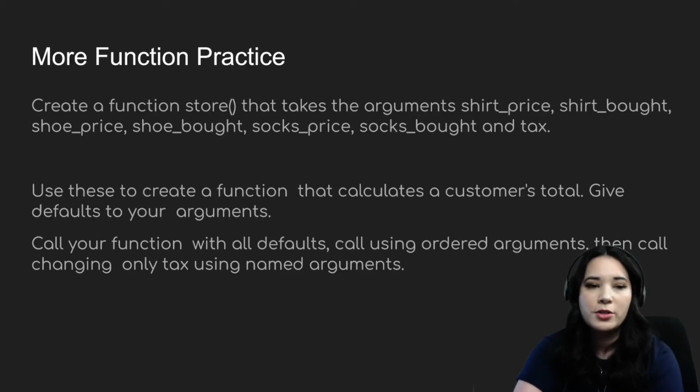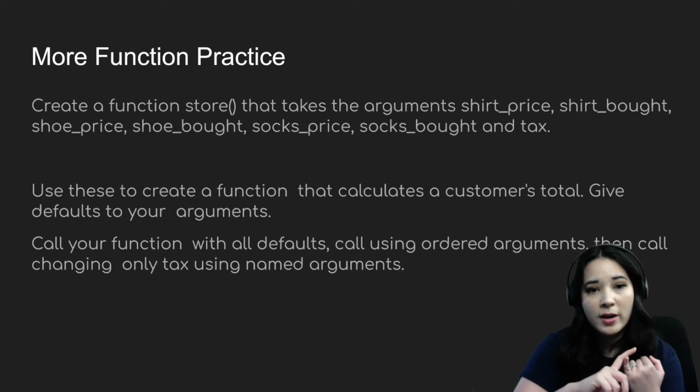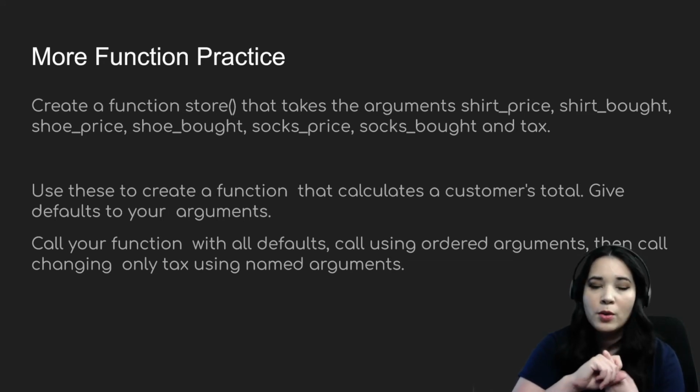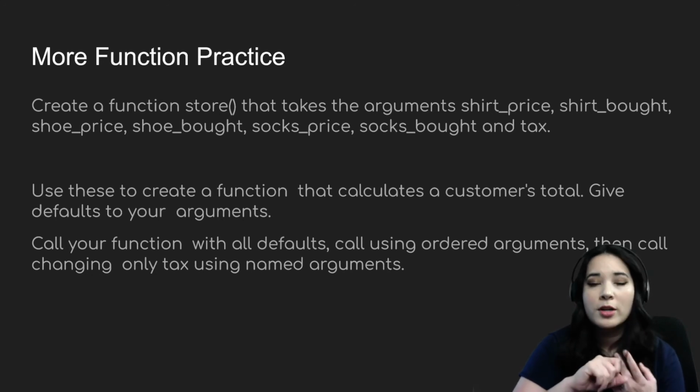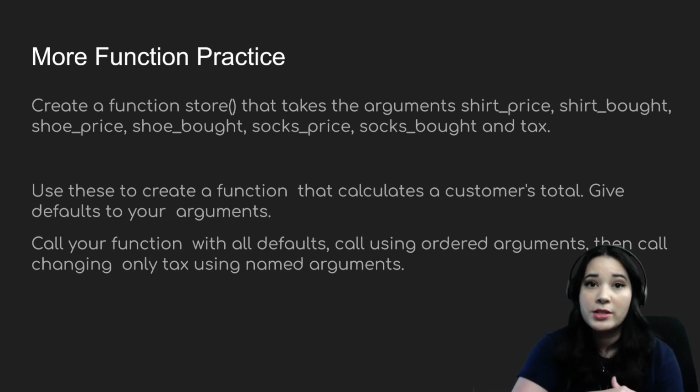All right, let's do some more function practice. We're going to create a function called store that takes in the arguments shirt price, shirts bought, shoe price, shoes bought, socks price, and socks bought, and the tax. We're then going to use these to create a function that calculates a customer's total. So say our store only sells shirts, shoes, and socks. We're also going to give defaults for all of our arguments, and then we're going to practice calling our function using those defaults and also overriding them.